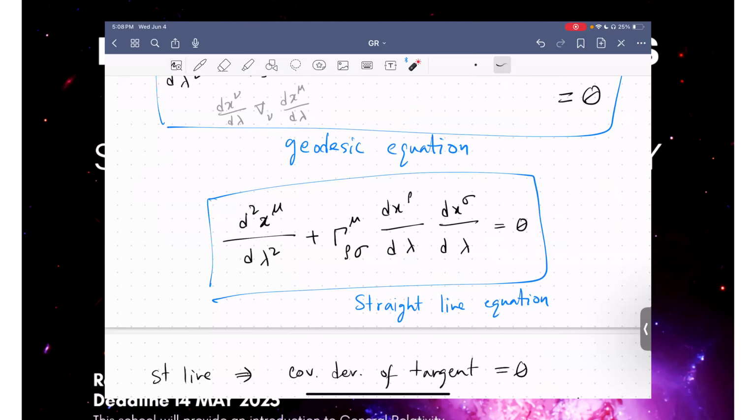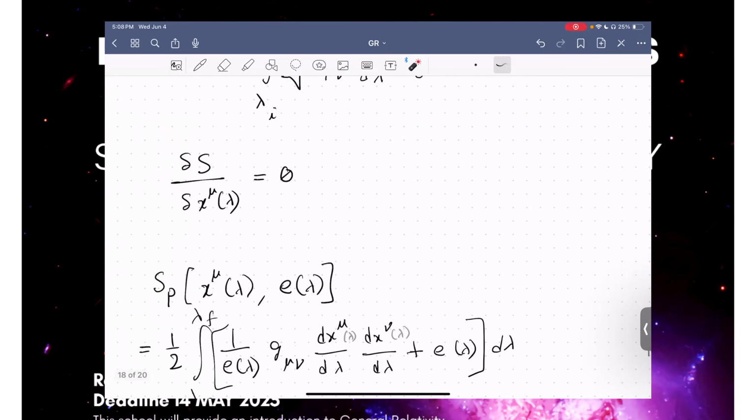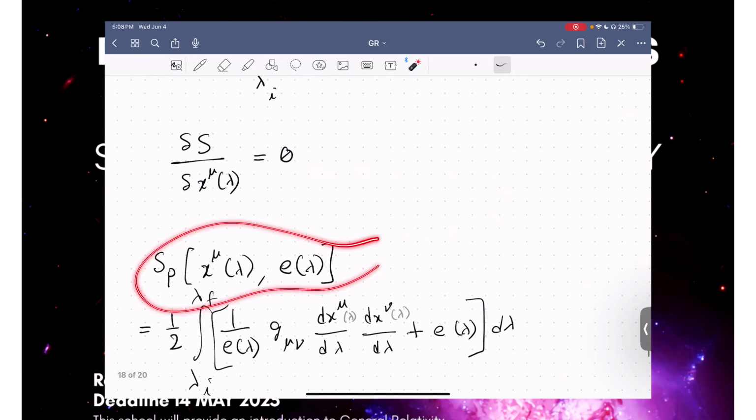I think this is similar to how we get rid of the square root in the Nambu-Goto action. Precisely. So this original action is the one-dimensional analog of the Nambu-Goto action, and this is the one-dimensional analog of the Polyakov action, which is why I wrote this P.